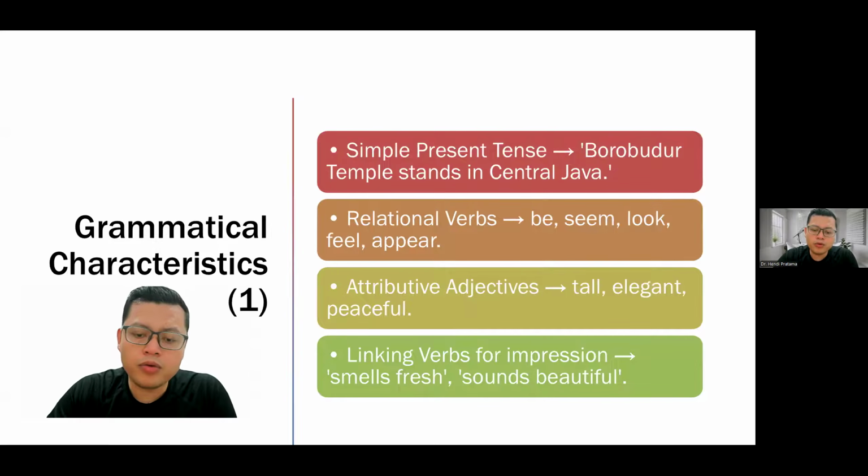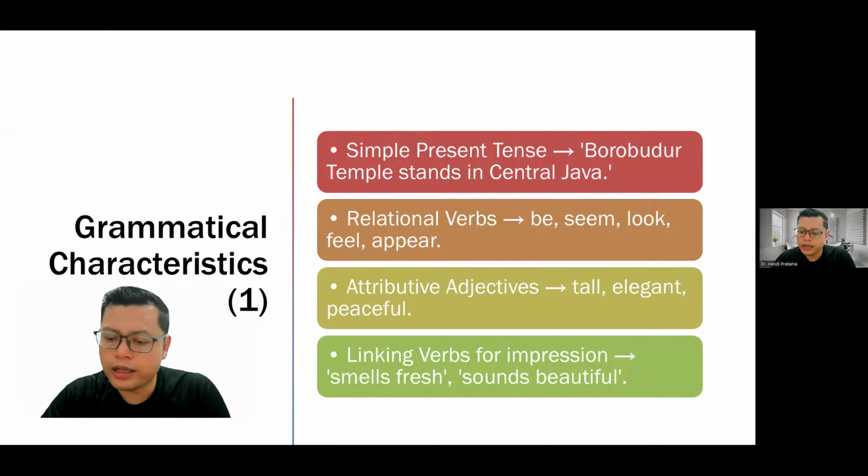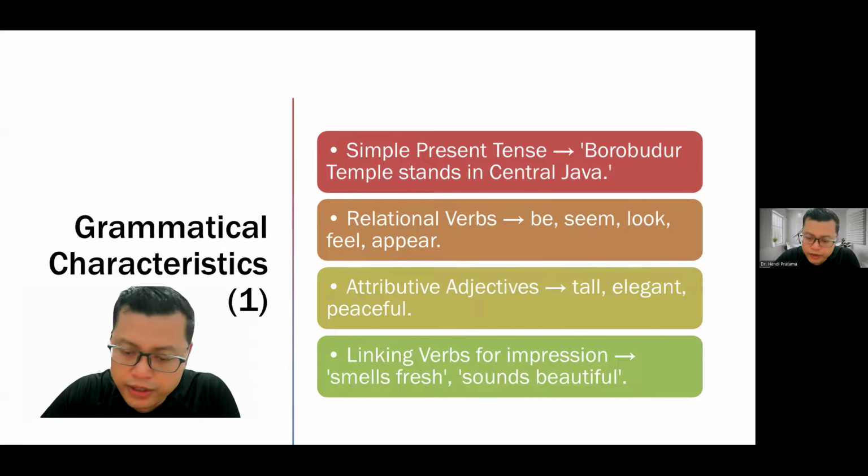Okay. Now we go to the grammatical characteristics of descriptive. The first one, you have to use simple present tense. Do not forget that this is not recount, this is not narrative. So you have to use simple present tense. For example, Borobudur temple stands in Central Java. Not stood, not will stand, but use stands only. Simple present tense. The second one is you want to use relational verbs like be: am, is, are, and then seem, look, feel, appear, for example.